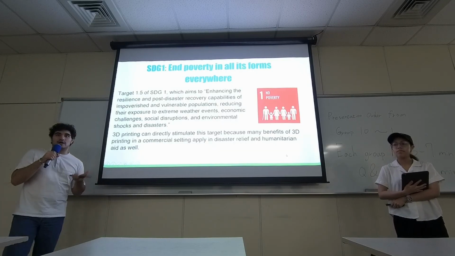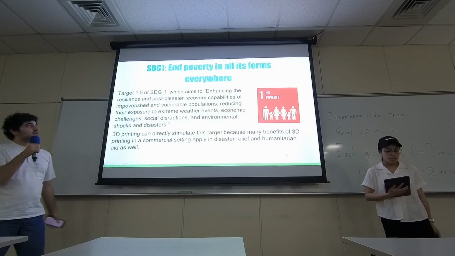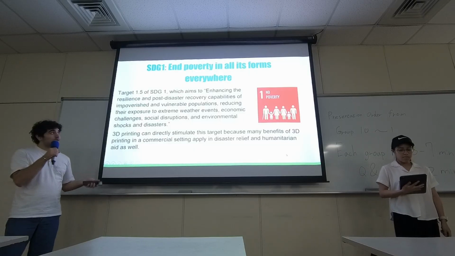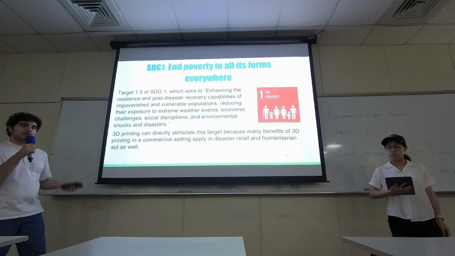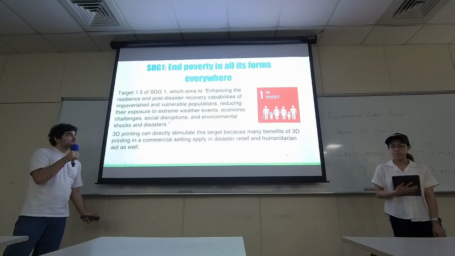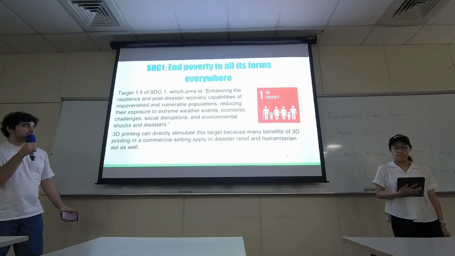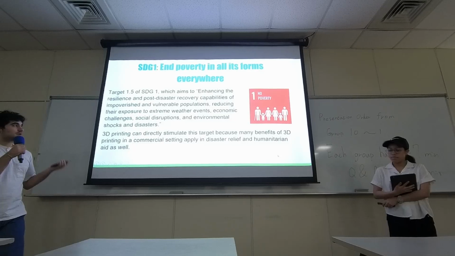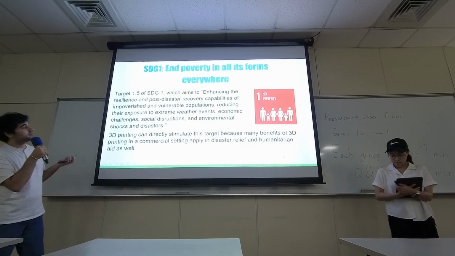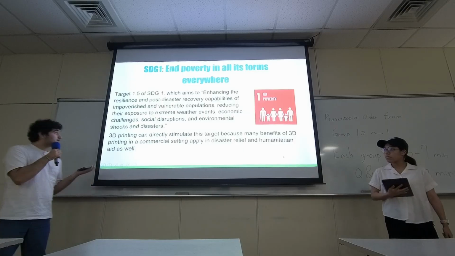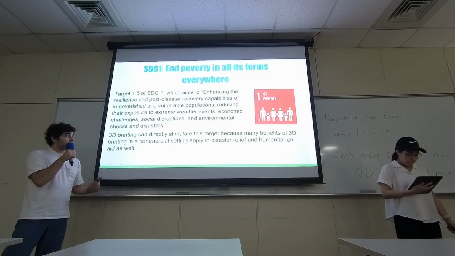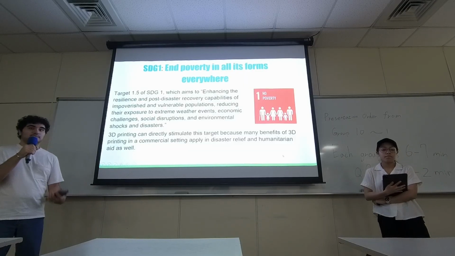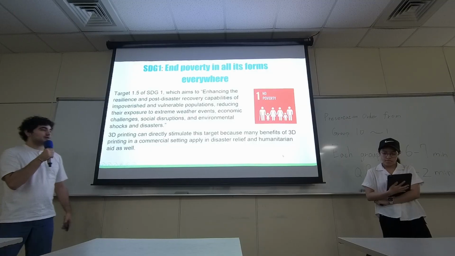Target 1.5 aims at enhancing the resilience and post-disaster recovery capabilities of impoverished and vulnerable communities, reducing their exposure to extreme weather events, economic challenges, social disruption, and environmental shocks and disasters. 3D printing can directly support this target because many benefits of 3D printing in a commercial setting apply in disaster relief and humanitarian aid as well.